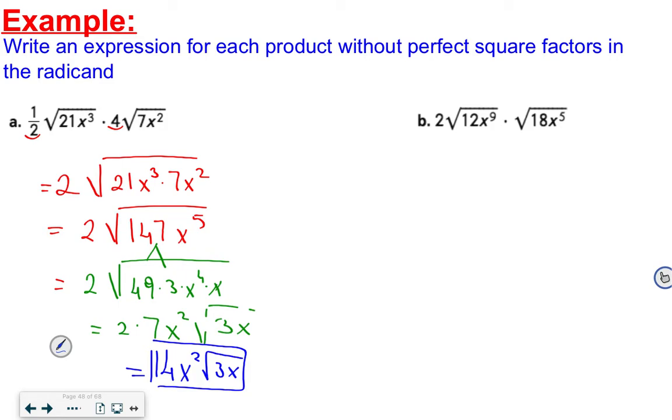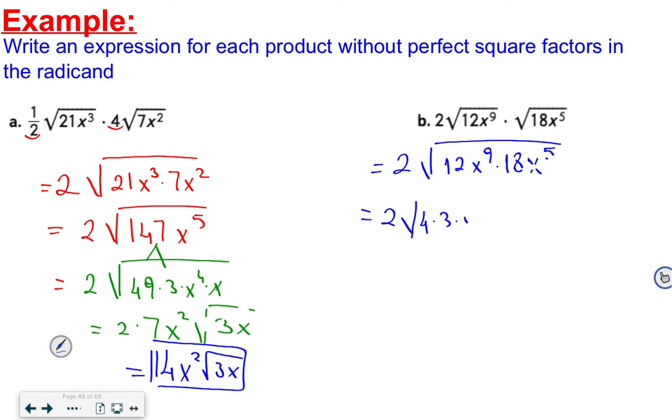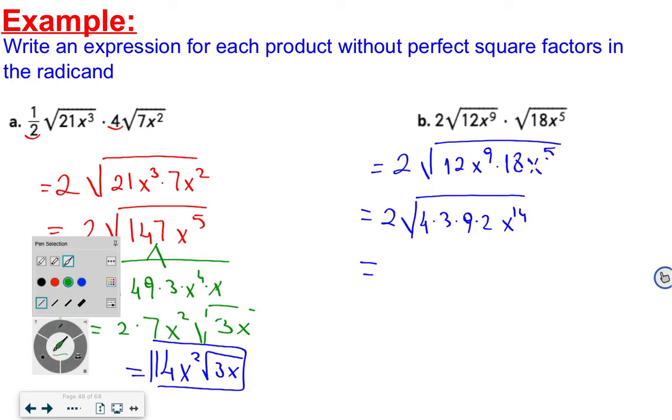Next one. 2 times, under the same radical, 12 times x to the power 9 times 18 x to the power 5. When you try to factorize 12 and 18, you will get 4 times 3 and 18 is 9 times 2. X to the power 9 times x to the power 5 is going to be x to the power 14. Now, let's simplify the expression.